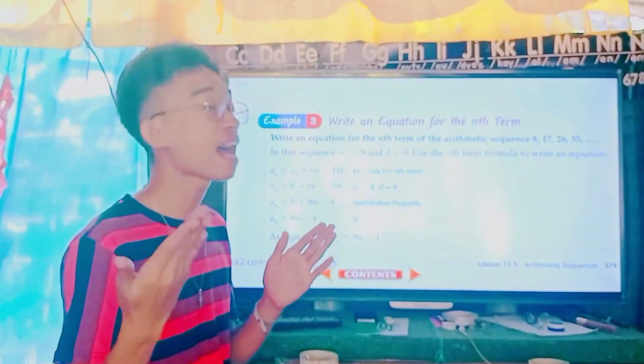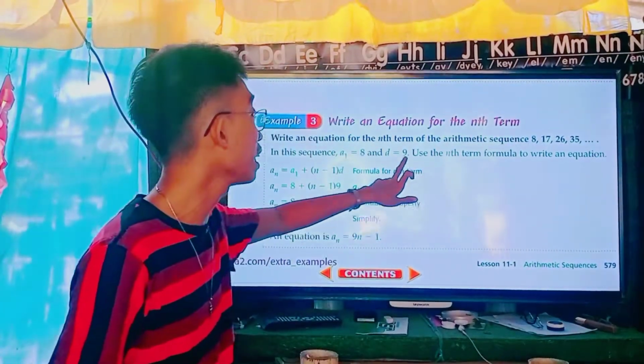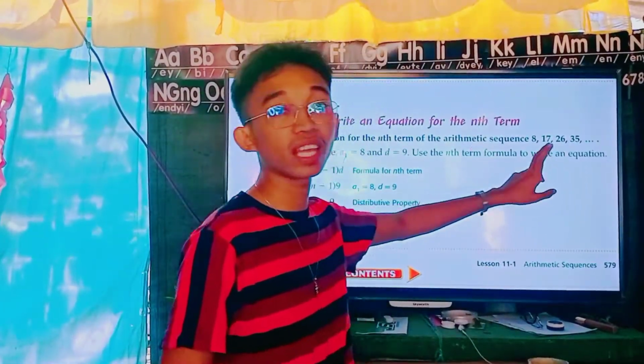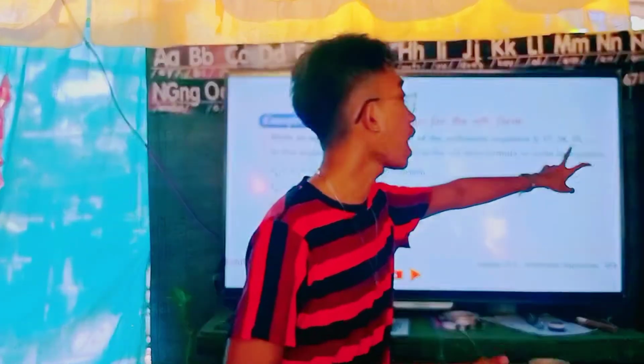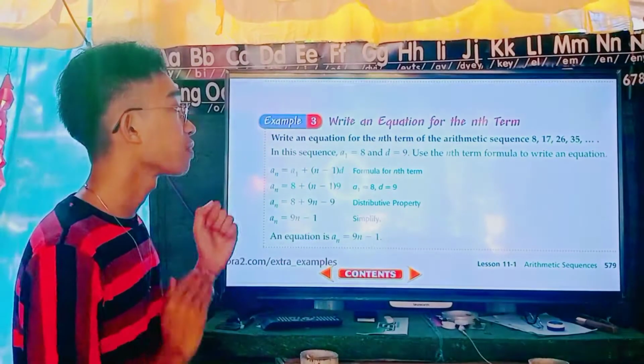same process that we have done earlier. 17 minus 8, that is 9. 26 minus 17, that is 9. 35 minus 26, that is 9. So our common difference here is 9.